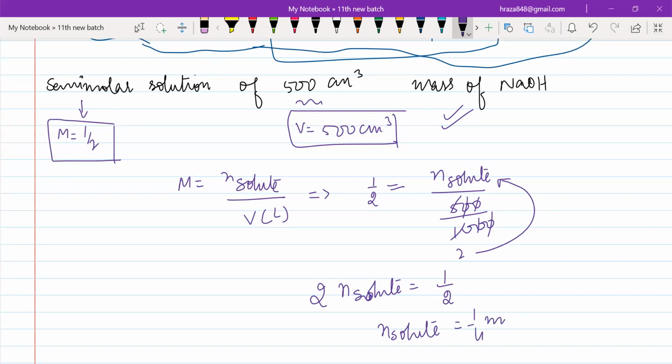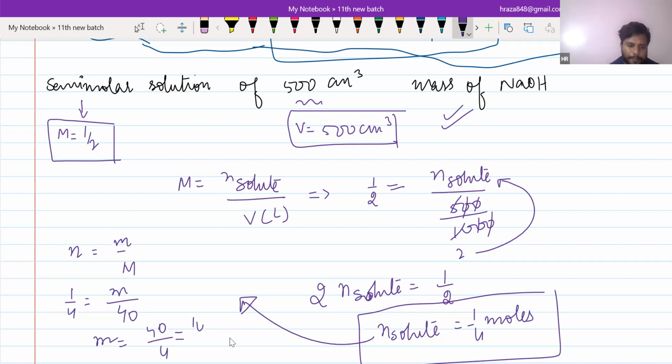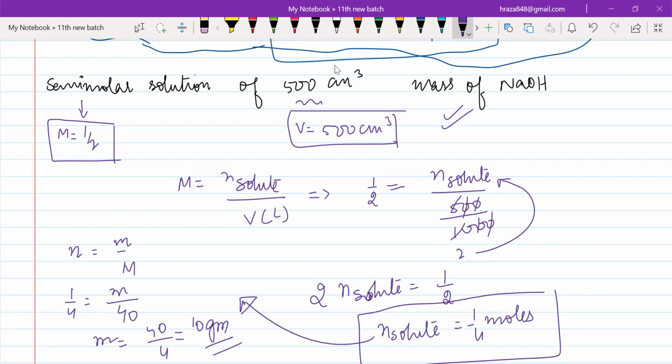So this is the number of moles, but we need to calculate the mass. Number of moles is equal to given mass upon molar mass. Number of moles is 1 by 4, given mass is m, and molar mass of NaOH is 40. So m will be equal to 40 by 4, that means 10 gram. So please write it.